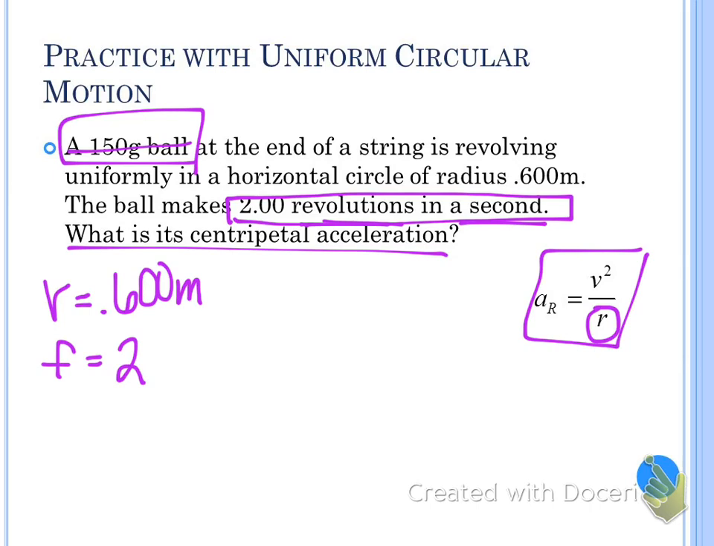Okay, so all we have here is radius. We're solving for the acceleration. We need to find the velocity. And our equation for velocity is 2 pi r over t. This equation needs to go on your equation sheet if you don't have that on there already.